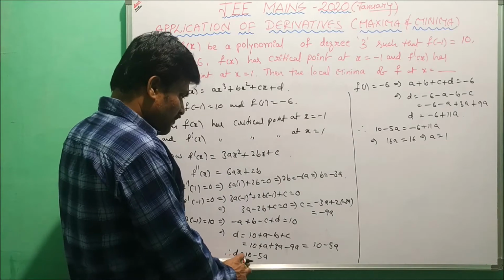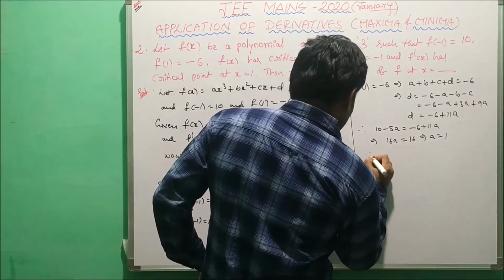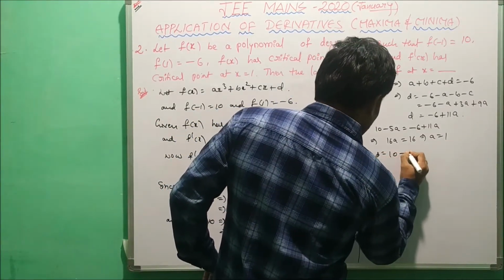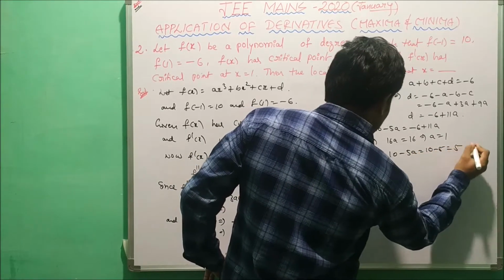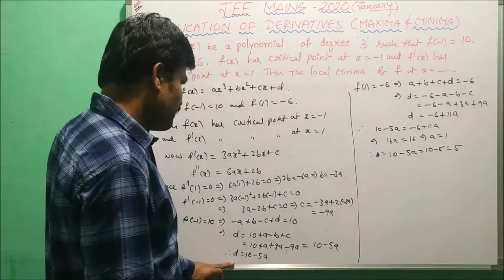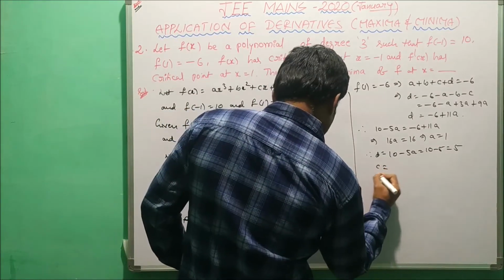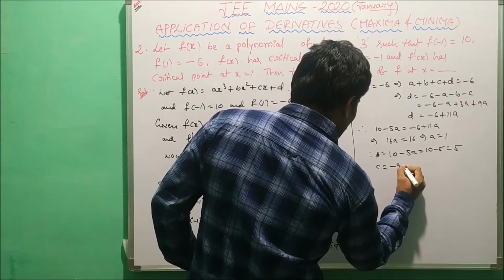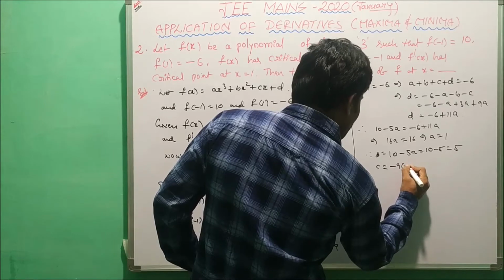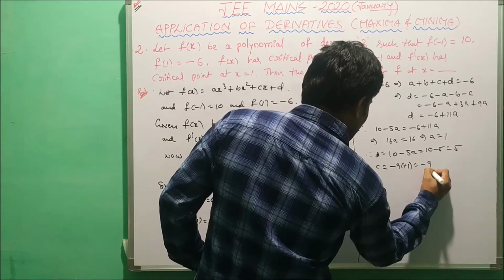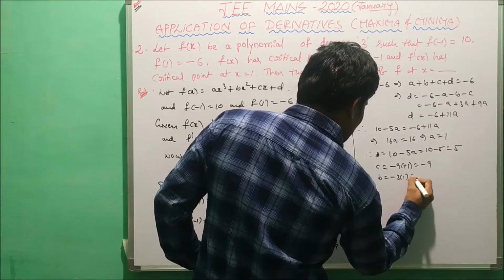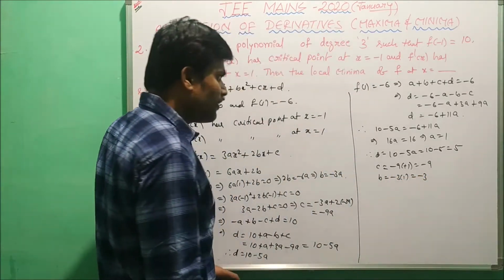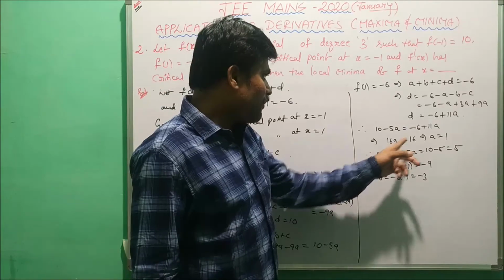Now using d equals 10 minus 5a. Therefore d equals 10 minus 5a, that equals 10 minus 5. This is 5, d equals 5. Similarly, c equals minus 9a, minus 9 into plus 1, that is minus 9. b equals minus 3a, minus 3 into plus 1, that is minus 3. So now we have the values of a, b, c and d.